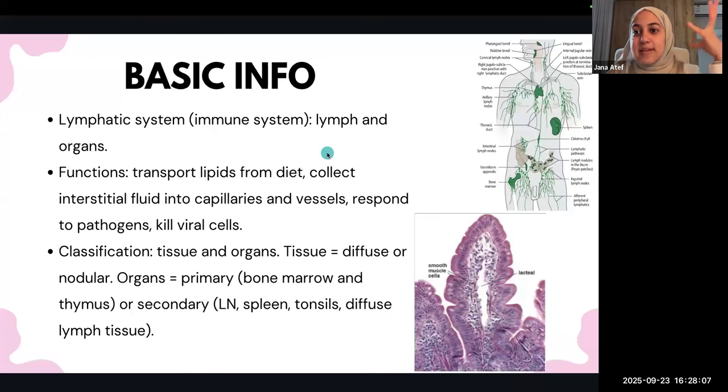So the lymphatic system is the immune system. When we're talking about the immune system, that's it. That's what it is, the lymphatic system. It contains lymph, the vessels and everything, and the organs. Lymph is a fluid. If you look at this, we have an entire vascular system. We have arteries, we have veins. Now with them, you have the lymphatic system.